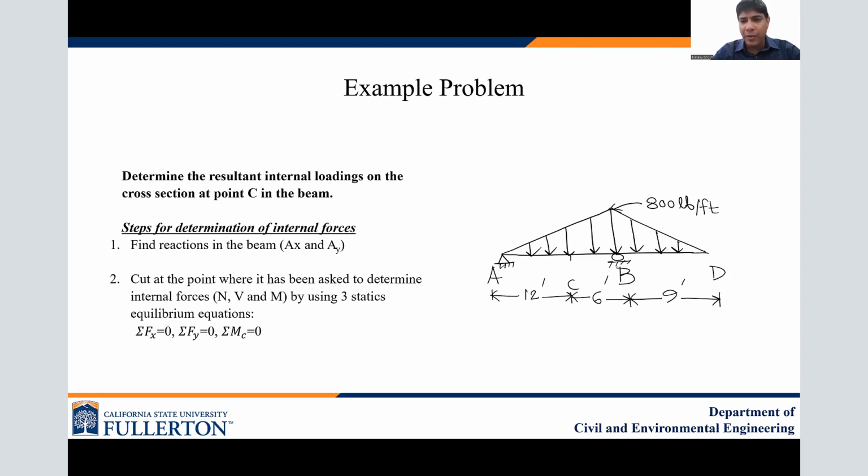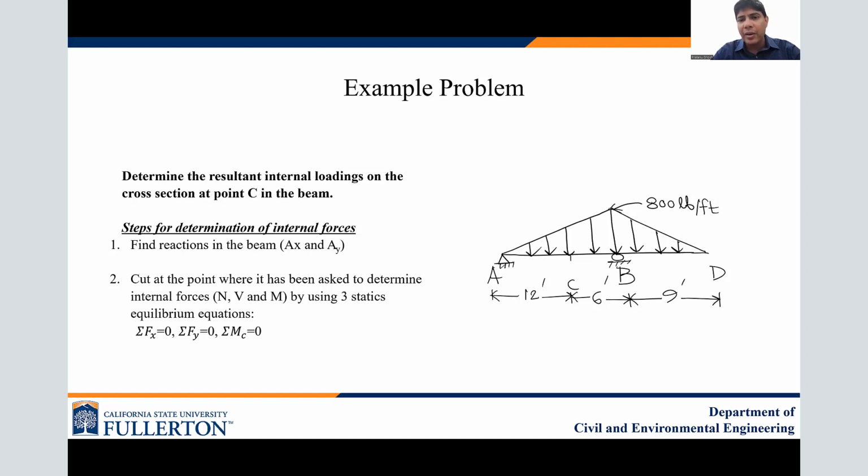First step, find all the reactions. What are the reactions? Ax, Ay, and By. As B is a roller, there is only the vertical support By. A is a pin, so we have a horizontal reaction Ax and a vertical reaction Ay.